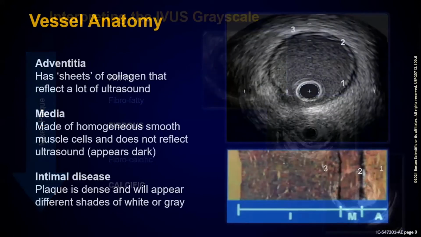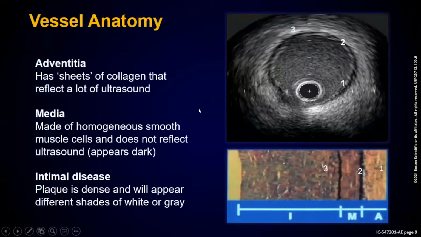This is what vessel anatomy looks like on intravascular ultrasound and also on the histology images. The outermost layer, which is the brightest of all, is called the adventitia, and it has sheets of collagen that reflect a lot of ultrasound. That's why it appears the brightest of all the three layers.